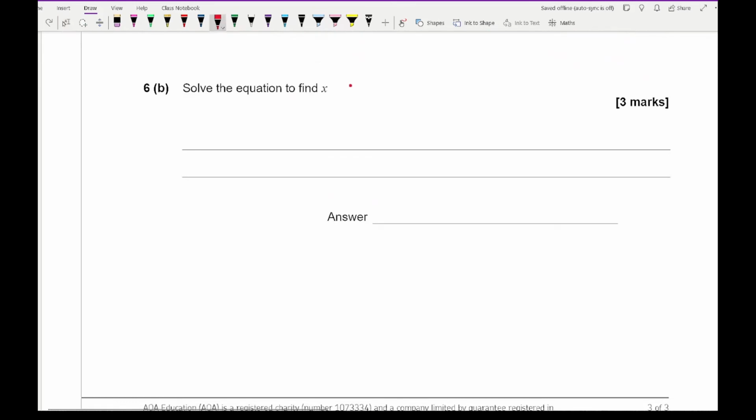So if I just write down what the equation was, so it was x squared plus 7x minus 60 equals 0. So what I'm looking for are two numbers that multiply together to give me minus 60 and added together give me positive 7. So looking at my two numbers, it's going to be 12 and 5.